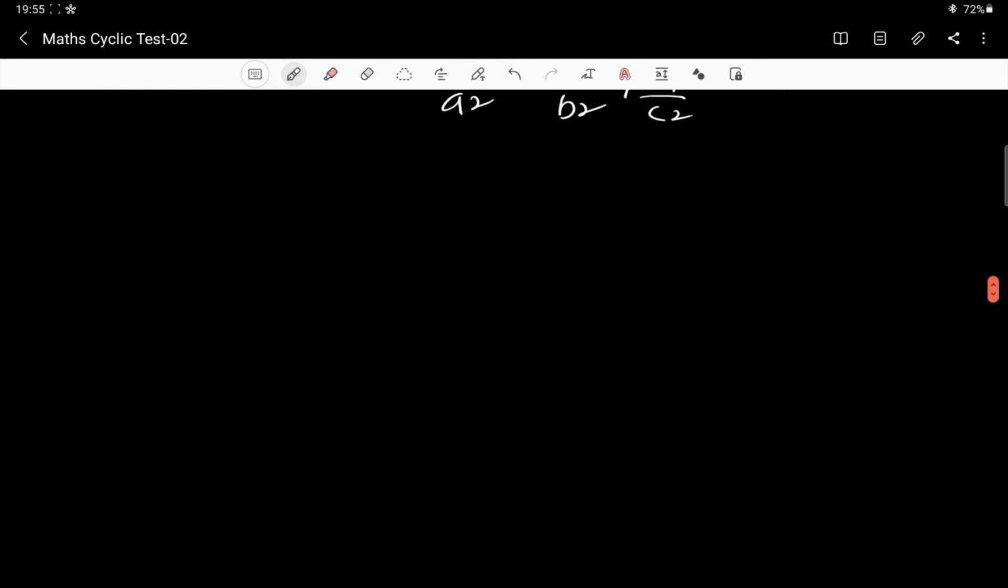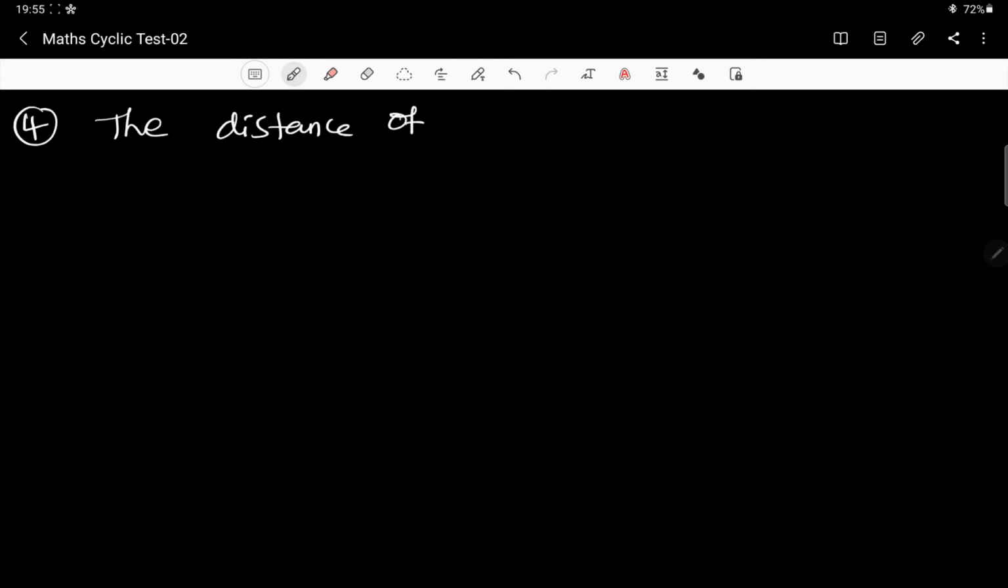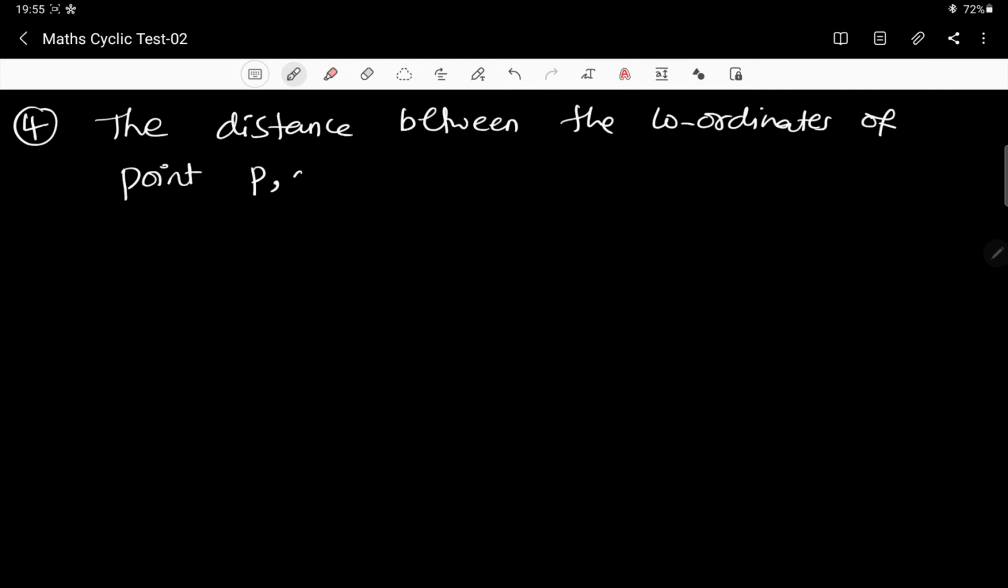Then moving forward to the fourth question, let us have a look at it. The distance between the coordinates of point P, Q and the origin is... Here also options are given, A, B, C, D.